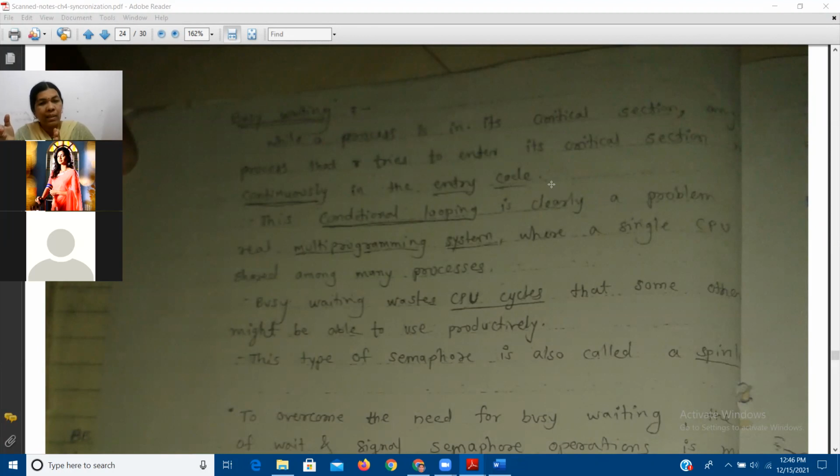They are busy, but they are not getting the required output, right? They are busy, but they are not getting the exact output. So what is their target? Their target is nothing but to access the critical section, but they are unable to enter the critical section. So this conditional looping is clearly a problem in a real multi-programming system where a single CPU is shared among many processes. So busy waiting wastes CPU cycles that some other process might be able to use productively, right?